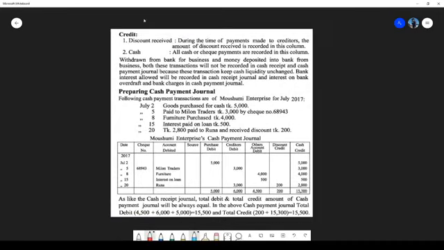And on your credit side, you have discount received and cash. Discount received during the time of payment made to creditors, the amount of discount received is recorded in this column. And finally, cash. All cash or check payments are recorded in this column. Okay, so this is how the format looks.